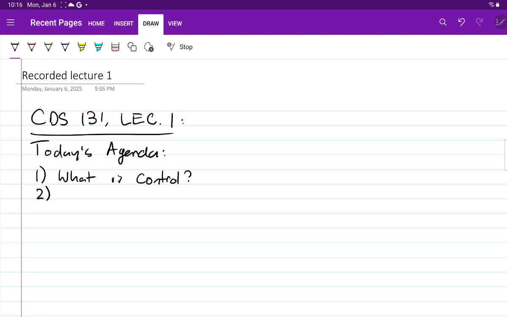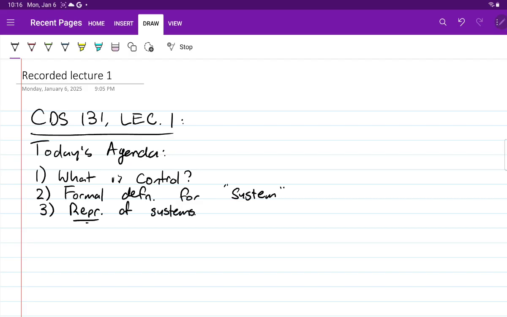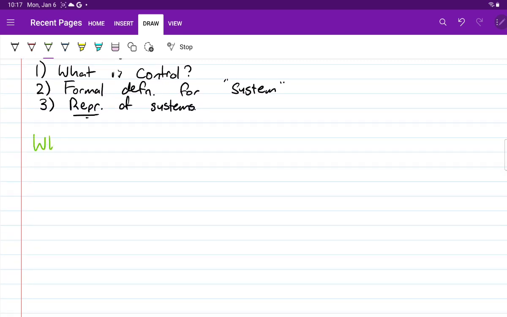After that, we're going to give a very formal definition for what a system actually is. In this course, we're going to be talking a lot about systems theory, so it's important that we have a clear idea of what a system actually is. Once we've done that, we're going to take some time to talk about representations of systems. So this is our rough agenda for today. Great. Let's start with the first point.